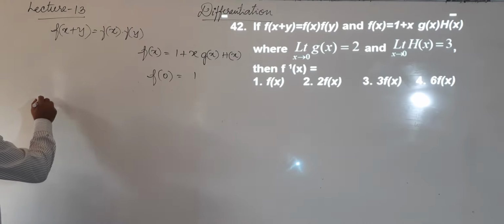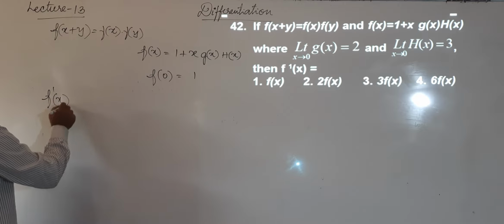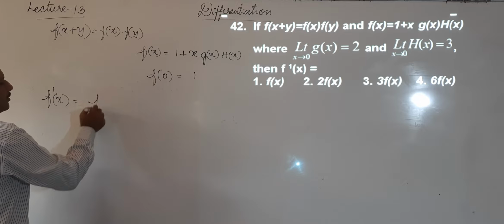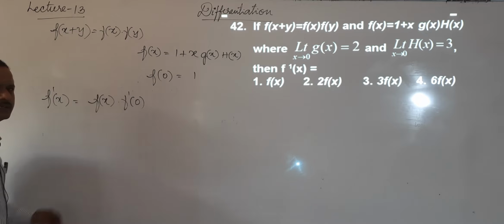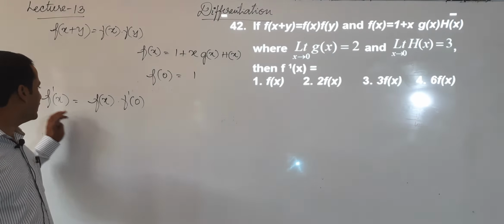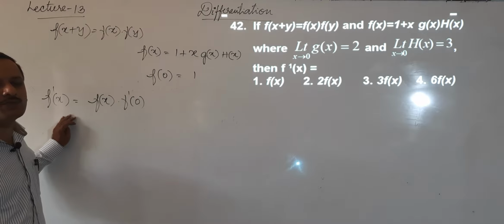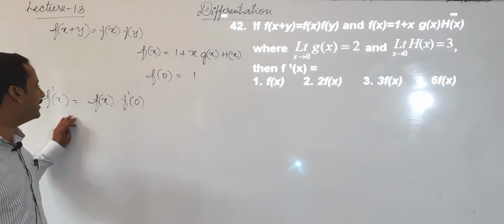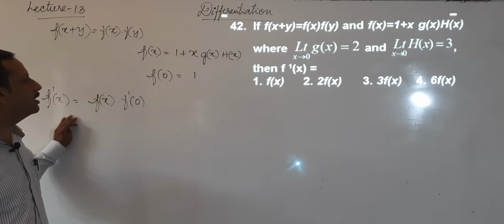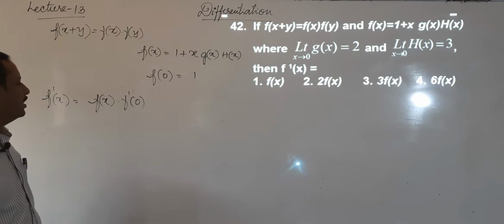Here you observe f of x plus y is equal to f of x into f of y and f of 0 is equal to 1. Then for f dash of x, there is a direct formula. What is that formula? F dash of x is equal to f of x into f dash of 0, which you have seen in our previous class. This is a formula. When f of x plus y equal to f of x into f of y and f of 0 is equal to 1, then you can write f dash of x as f of x into f dash of 0. Okay.